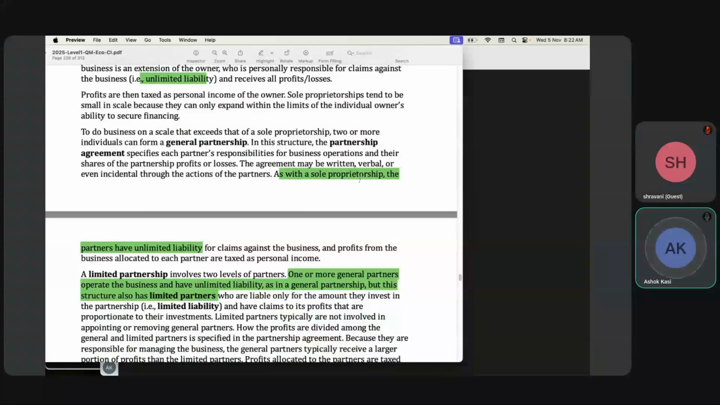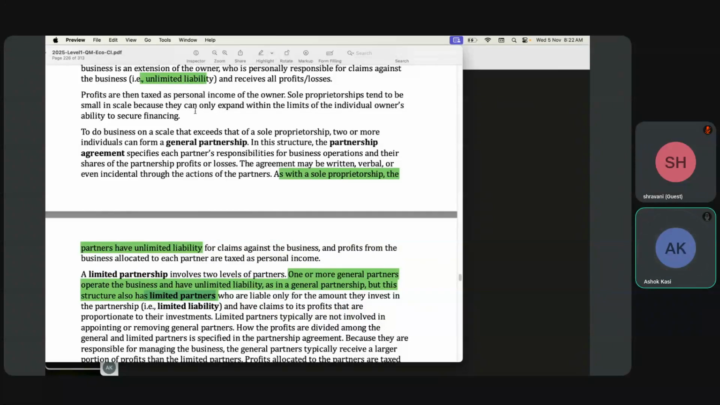So partners also will have unlimited liability. But when it is structured as a limited partnership, then only the general partner will have unlimited liability. The rest will all have limited liability.